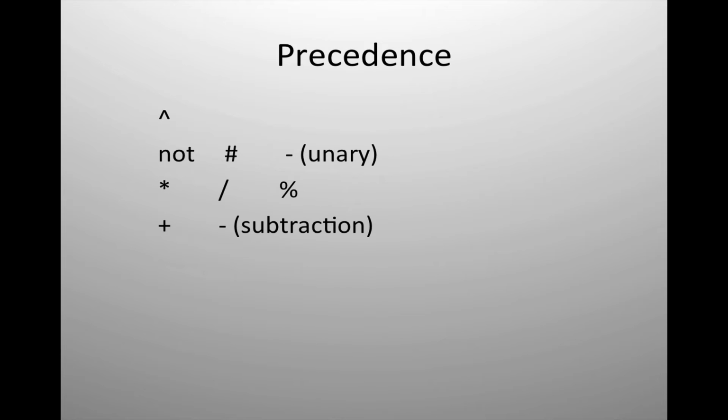The order of precedence inside of Lua for doing calculations, as with most programming languages, is that the highest order is exponential, followed by not, length check, or unary. Unary does stand for converting a number into a negative number. Multiplication, division, and modulus are all at the same level, and then plus or subtraction.